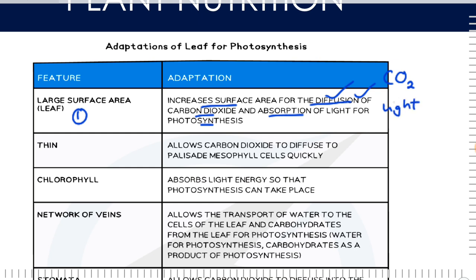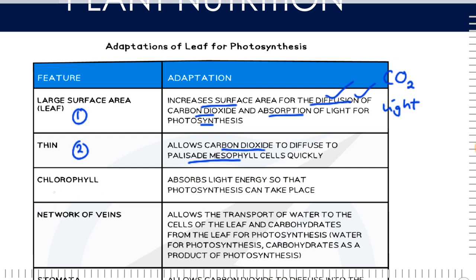So if we want to increase surface area for light absorption, that's the large surface area. And then number two, our leaf is thin, and being thin allows carbon dioxide to diffuse to the palisade mesophyll cells quickly. And so since the cells are thin, they will allow carbon dioxide to diffuse. The distance carbon dioxide moves becomes minimal, and so diffusion can take place easily.